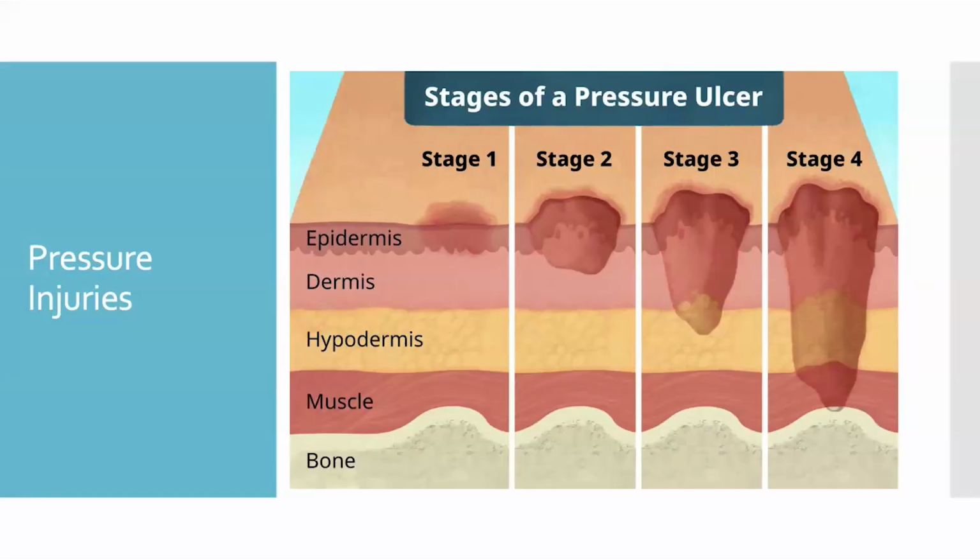Stage 3 is through the hypodermis or the subcutaneous fat, but does not go to the fascia or muscle or bone. And then stage 4 is a full thickness injury all the way to fascia, tendon, muscle, bone, ligament. If you have a stage 4, you need to consider the fact that you could have concurrent infection or workup for osteomyelitis.